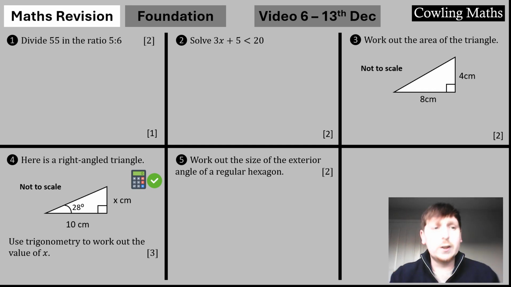So first question says to divide 55 in the ratio 5 to 6. Now that is a 2-mark question. Question 2 says to solve the inequality: solve 3x plus 5 is less than 20. That's a 2-mark question. Question 3 says to work out the area of the triangle. 2 marks. Question 4, you will need a calculator for it, it's trigonometry. It says here is a right angle triangle. Use trigonometry to work out the value of x. And question 5 says to work out the size of the exterior angle of a regular hexagon.